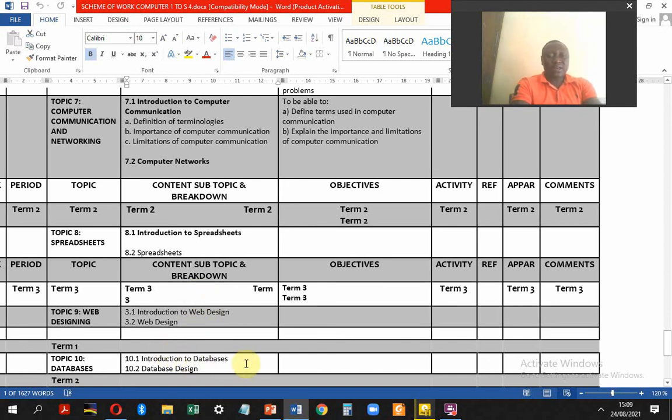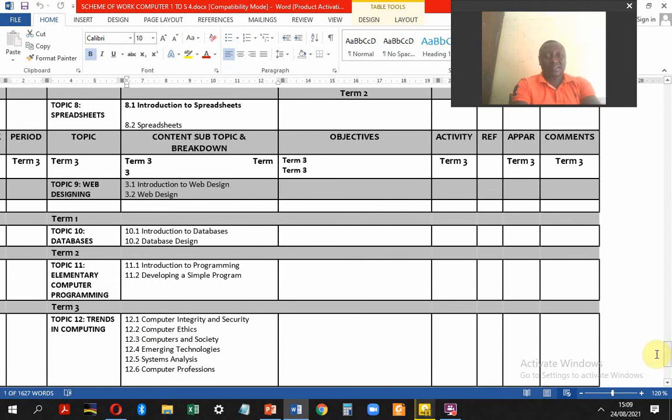Topic 10, we will be handling database management. Database, this is using Access. We know that there are various database software, but for us, according to this curriculum, we shall use MS Access. We'll look at the table design, and then topic 11, I will introduce you to programming, and also coming up with a simple program. A simple program can be, for example, making a word move, maybe using HTML. We'll be looking at that.